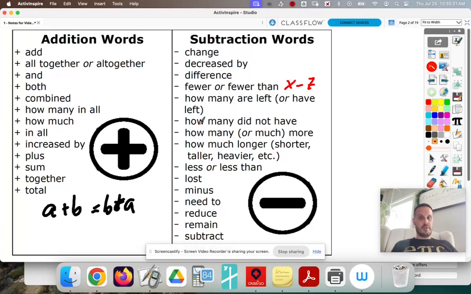How many are left? Or you have this many left. Okay, how many you did not have? How many more? How much longer? If you have 7 less than x, 7 less than Jimmy, right? Then Jimmy minus 7. Okay, lost, minus, need to, reduce, remain, subtract. So some weird things, takeaway, that you need to think of as subtraction words.